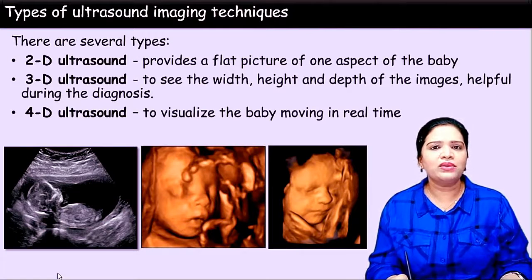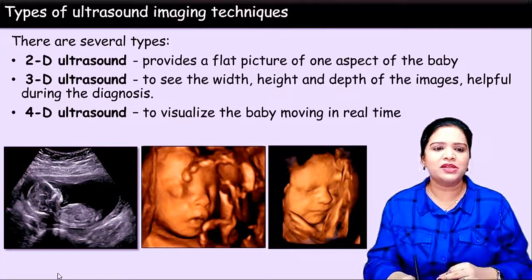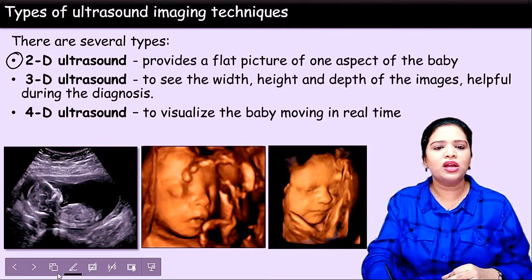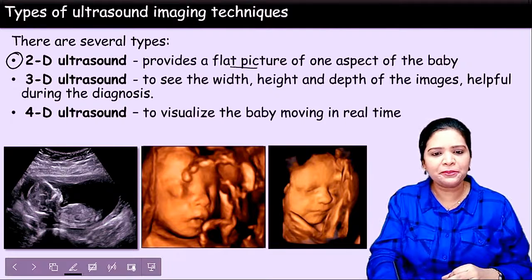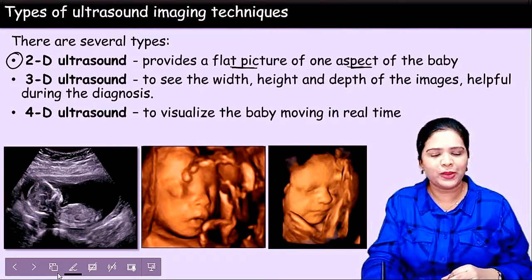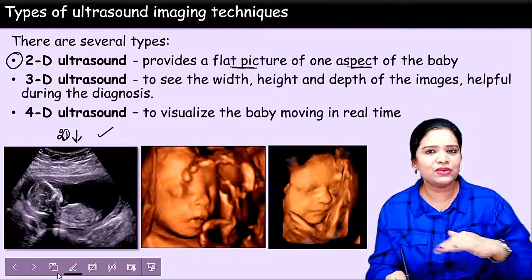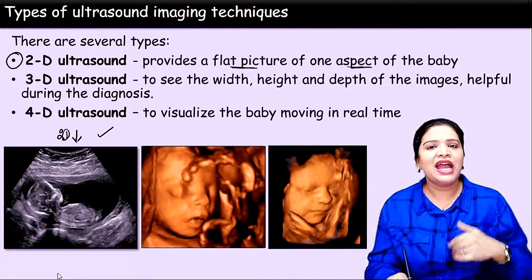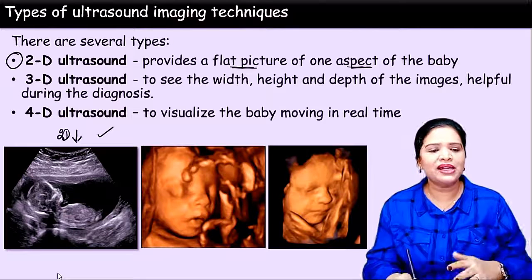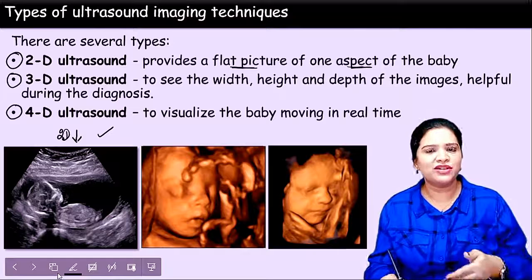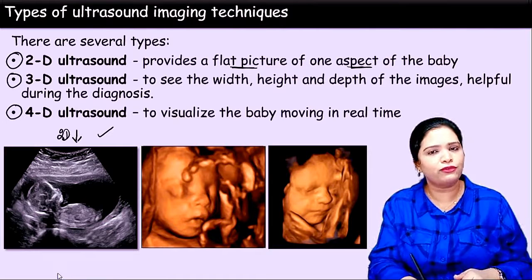This ultrasound has three basic types. In the previous model, that is called 2D ultrasound, which provides just a flat picture of the baby in one aspect, like this. This is the 2D ultrasound scan. It just gives the flat picture of the baby. And now we have the next advanced methods. Because of technology advancement, we have the next versions, that is 3D ultrasound and now 4D ultrasound.